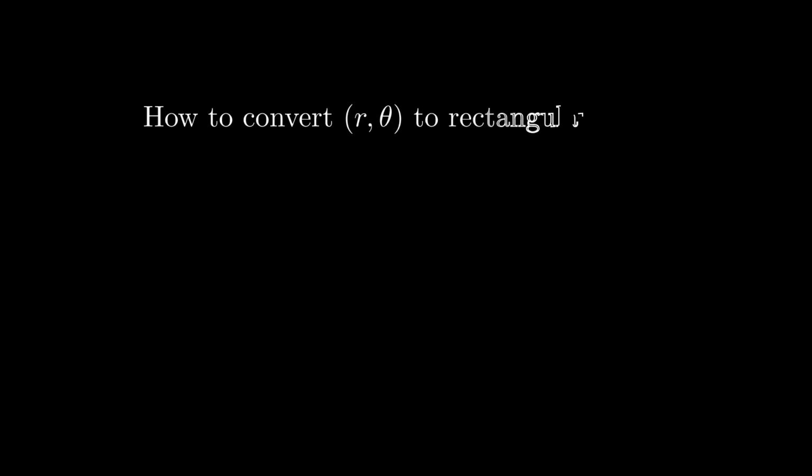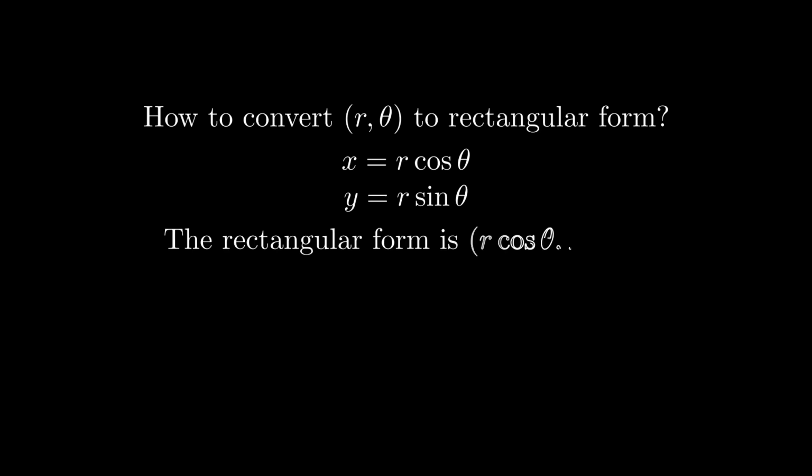Now, before I jump into some polar form, let's discuss how to convert a polar form coordinate to rectangular form. Well, doing that is relatively simple. If we're given r, comma, theta, then that means x equals r cosine theta and y equals r sine of theta. So in rectangular form, it's simply r cosine theta, comma, r sine theta.